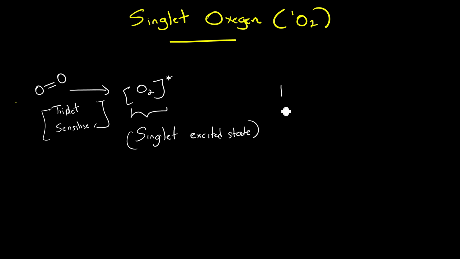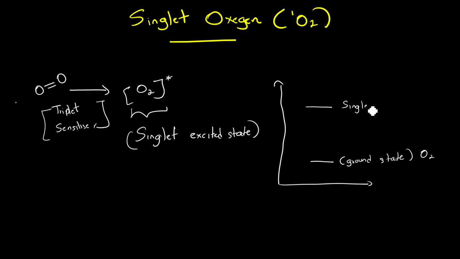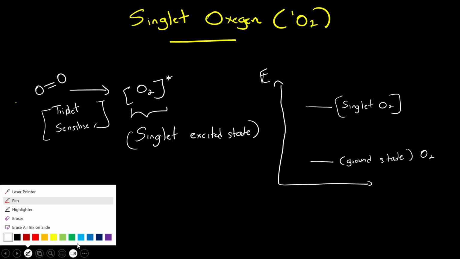Now, if I draw an energy diagram, this is the normal, natural ground state. This is the ground state oxygen, and when we excite it, when we irradiate it, we have the singlet oxygen, which is in the excited state. Our singlet oxygen has higher energy compared to the ground state. When a compound has higher energy, it gets destabilized. So this is very much destabilized.